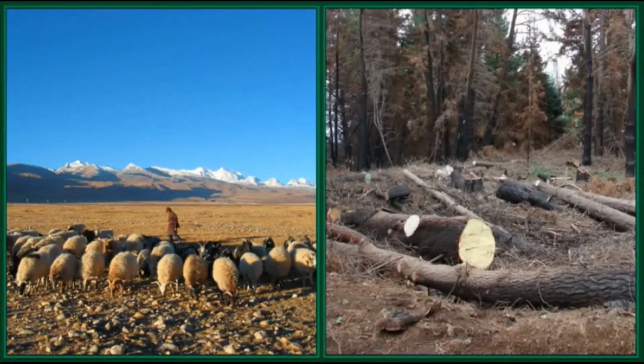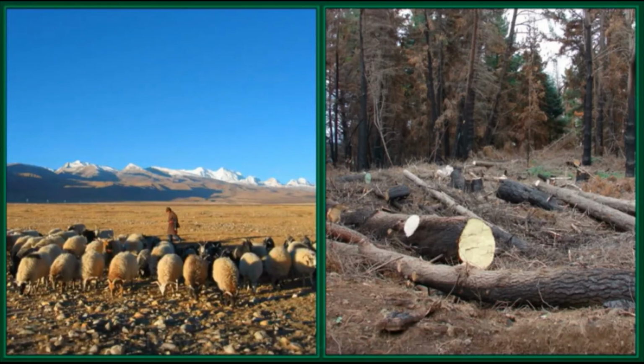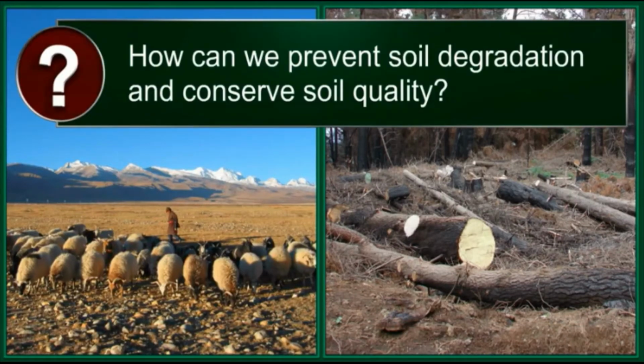In Iran, trees were cut down for timber and fuel and were not replaced. This has led to widespread degradation of soil. How can we prevent soil degradation and conserve soil quality?